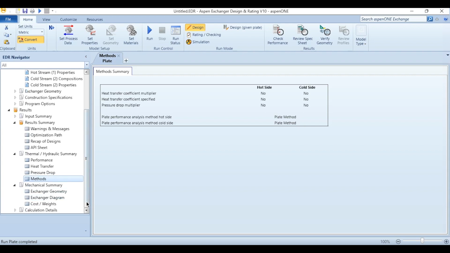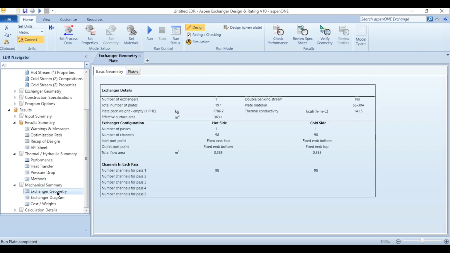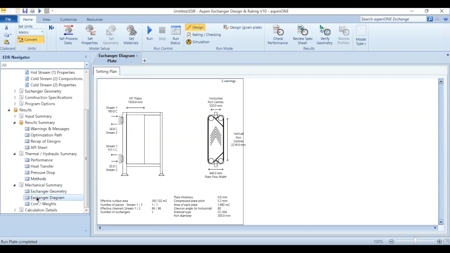Then in the mechanical summary, in the exchanger geometry, the number of exchangers is 1, the total number of plates is 197, plate pack weight is 1786.7 kg, effective surface area is 363.1 square meters, and so on. In the exchanger diagram, you can see the stream entering at 160 degrees centigrade and the stream out at 38.9 degrees centigrade.